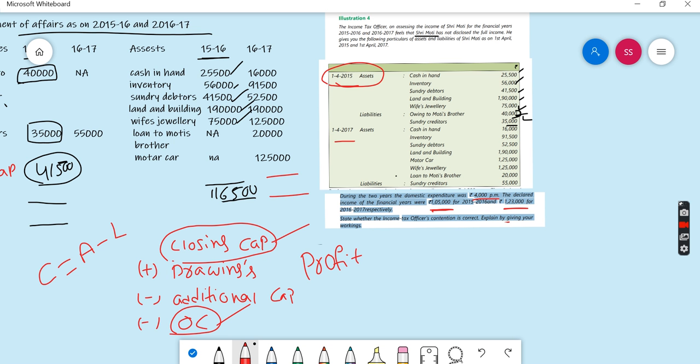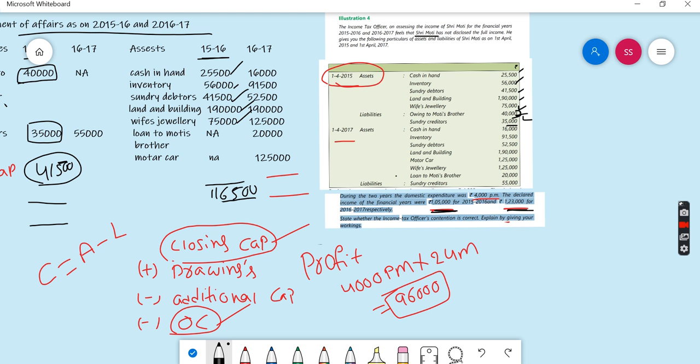Now, during the 2 years, the domestic expenditure was 4,000 per month. That means nothing but it's drawings. 4,000 per month, so total 2 years, that means 24 months are there in total. So it will be 24 times 4,000, which is 96,000 as drawings for 2 years. The declared income for the financial year: she declared 1,05,000 for 2015-16 and 1,23,000 for 2016-17. So she declared this much income.